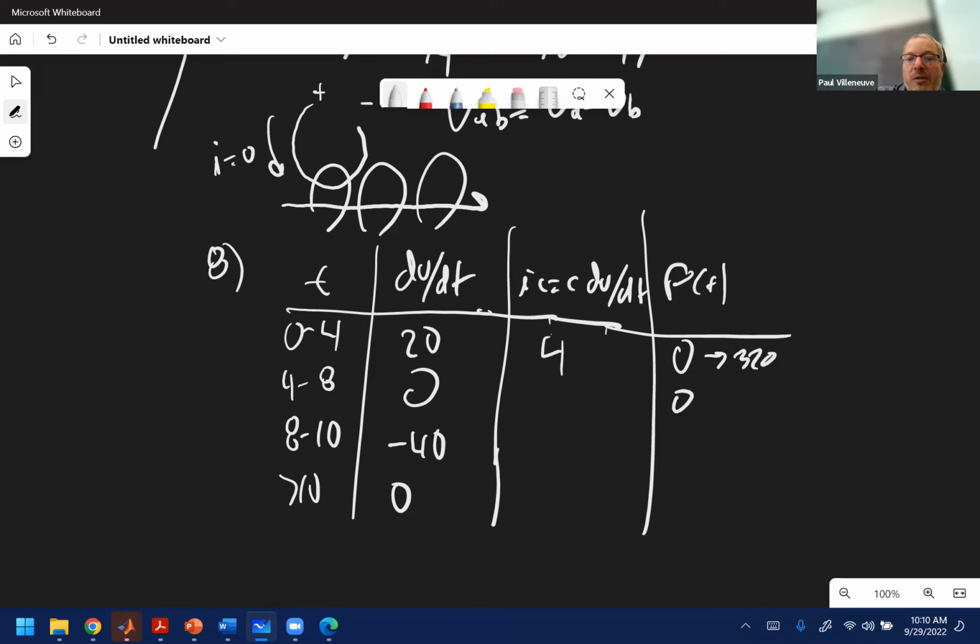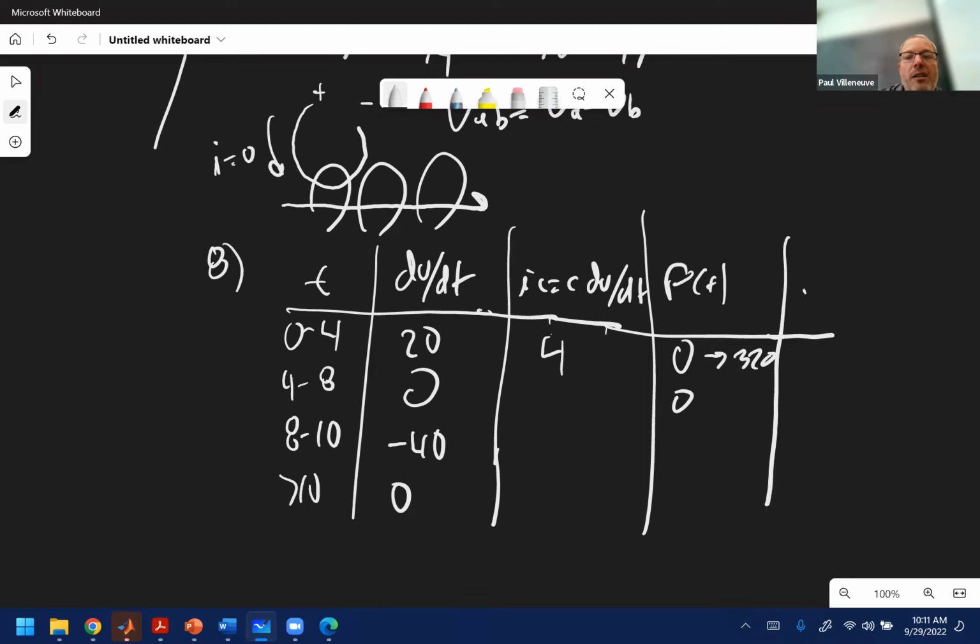And then the next one, the power is 0. Why is that? Because there's no current. There's no current, there's no power, which makes sense because we're no longer charging the capacitor. So we're not putting in any power or taking out any power. It is a fixed flat value. Okay. So you should be able to finish that.